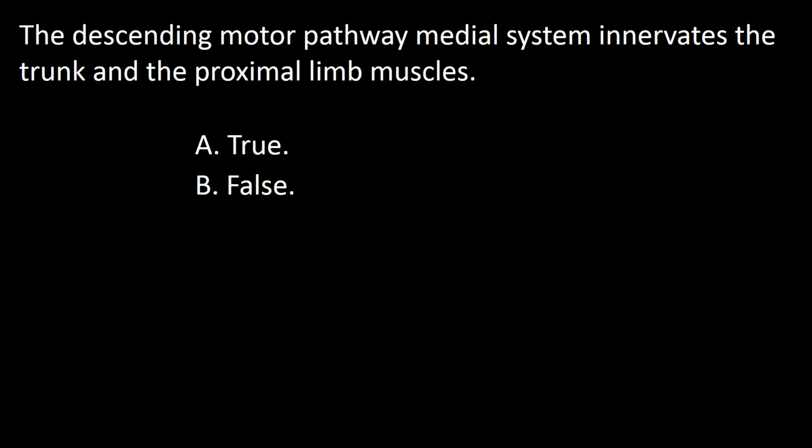The first question is, the descending motor pathway medial system innervates the trunk and proximal limb muscles. A, true, B, false.